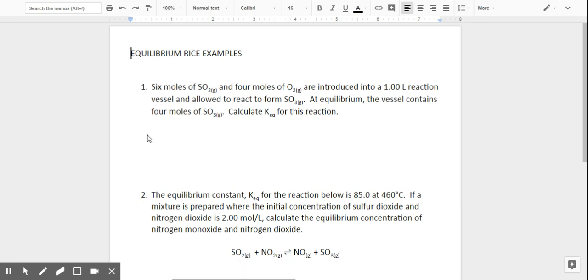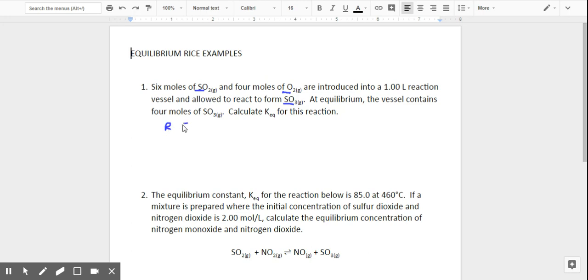In this video, I want to go over RICE examples and how we incorporate RICE tables with equilibrium. So the very first thing you have to be able to do when you're writing a RICE chart is to write your balanced reaction. So in my reaction, I have SO2, O2, and they're being put together to react to form SO3. So we're going to start off by writing our reaction there.